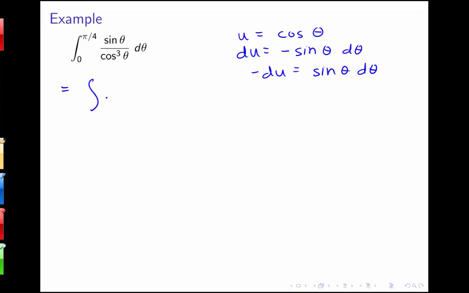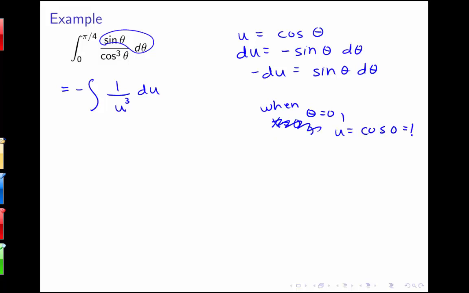Okay, so this replaces some of what we have here. Sine theta d theta is going to be that negative du, and cosine cubed theta will be 1 over u cubed, since that cosine cubed is in the denominator. So now I just need to deal with the limits and use what I know about exact values of trig functions. So when theta is 0, u is equal to cosine of 0, which is equal to 1. So when theta is 0, u is 1. When theta is equal to pi/4, u is equal to cosine of pi/4, which is the square root of 2 over 2.